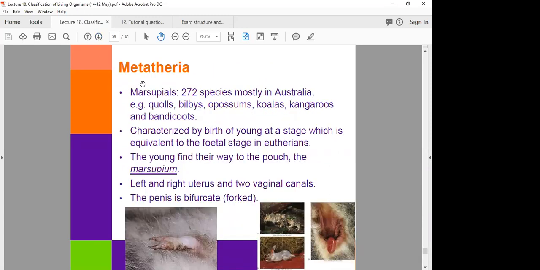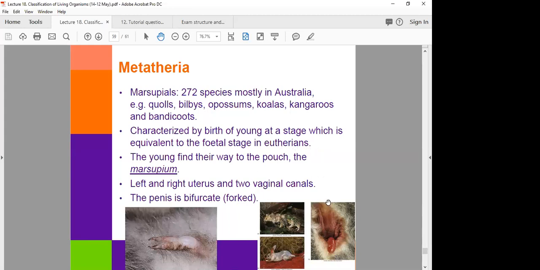The metatherians, these are the marsupials, and this is the dominant group of mammals in Australia. 272 species, mostly in Australia. This includes quolls, bilbies, opossums, koalas, kangaroos, and bandicoots. The marsupials are characterised by birth of their young at a stage that's equivalent to the fetal stage in the eutherians or the placental mammals, which we'll look at next.